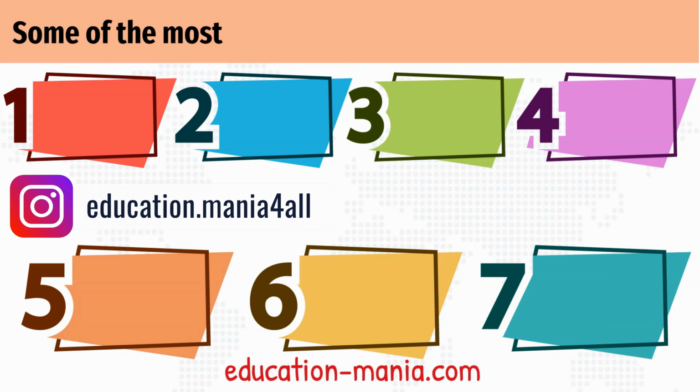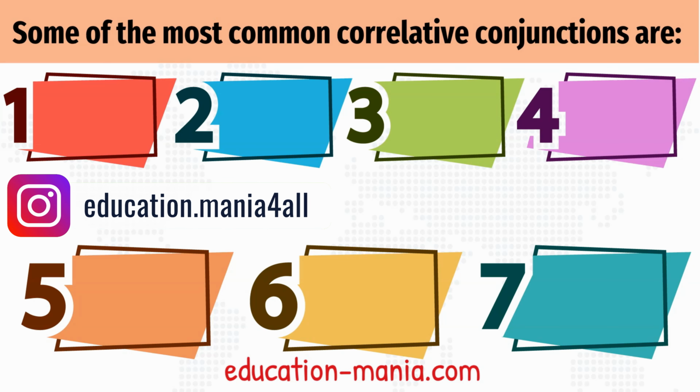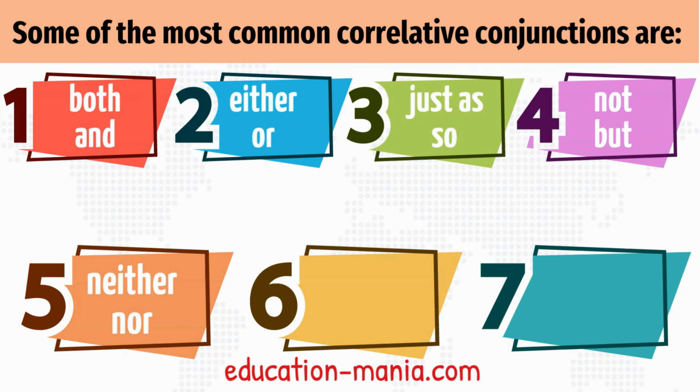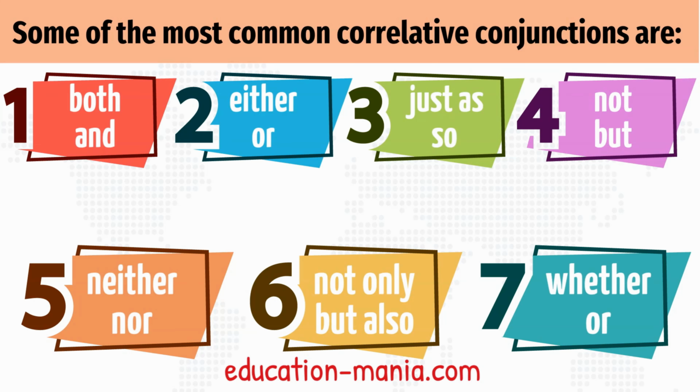Some of the most common correlative conjunctions are both, and; either, or; just as, so; not, but; neither, nor; not only, but also; whether, or.